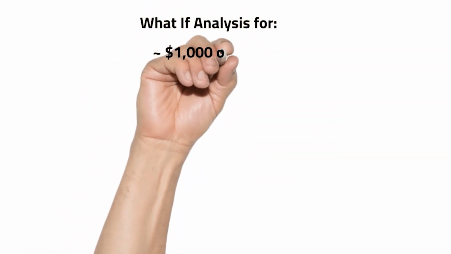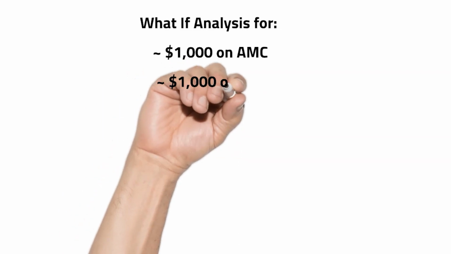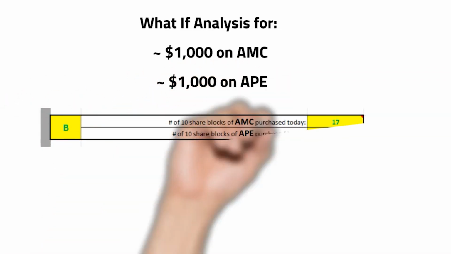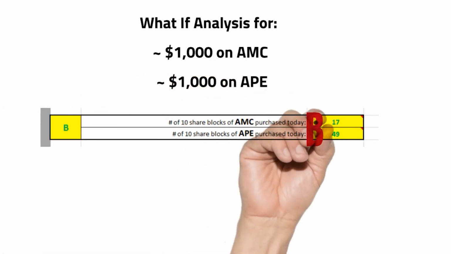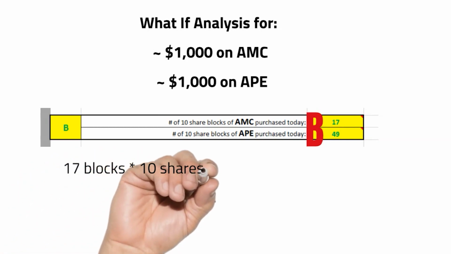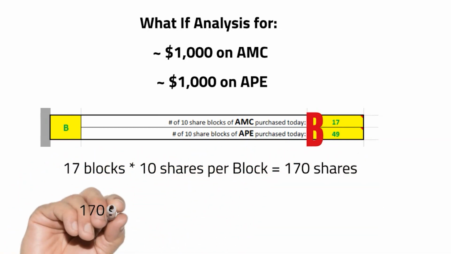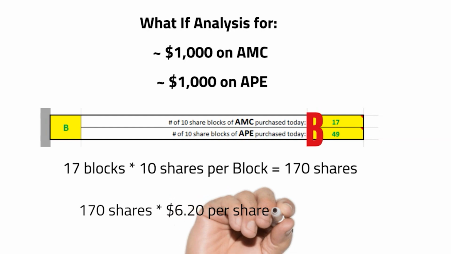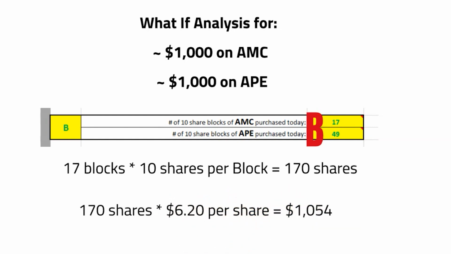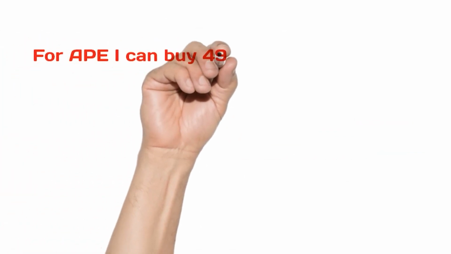For this example where I'm wanting to do a what-if analysis of spending about $1,000 on AMC shares and $1,000 on APE shares, $1,000 can purchase 17 10-block groups of AMC shares. Keeping in mind 17 blocks times 10 shares times $6.20 a share will cost $1,054. So I put 17 in the B section for AMC.